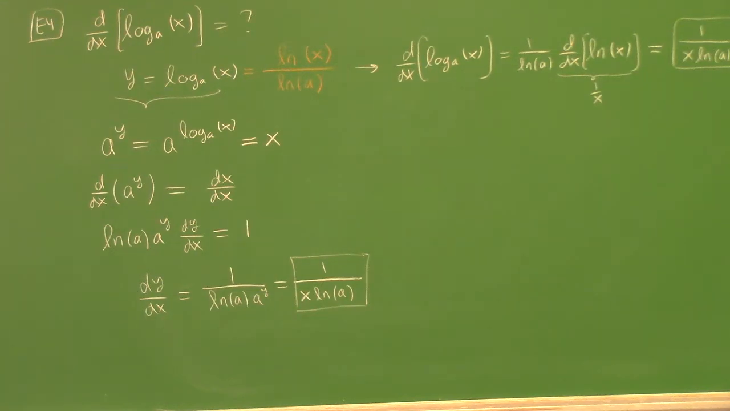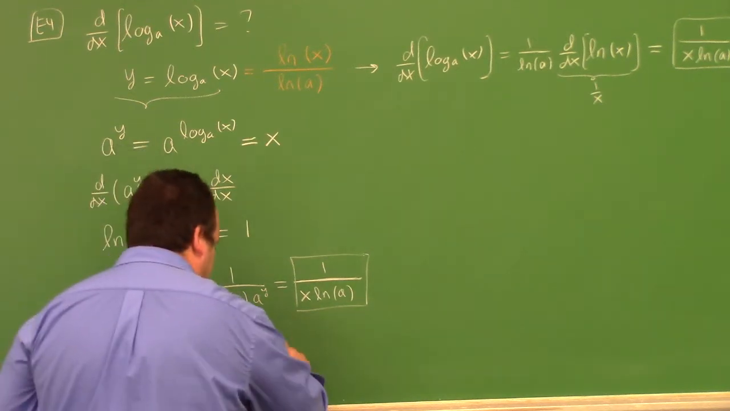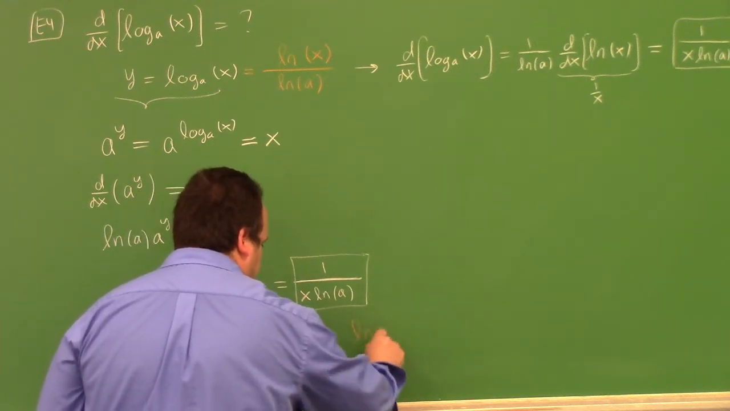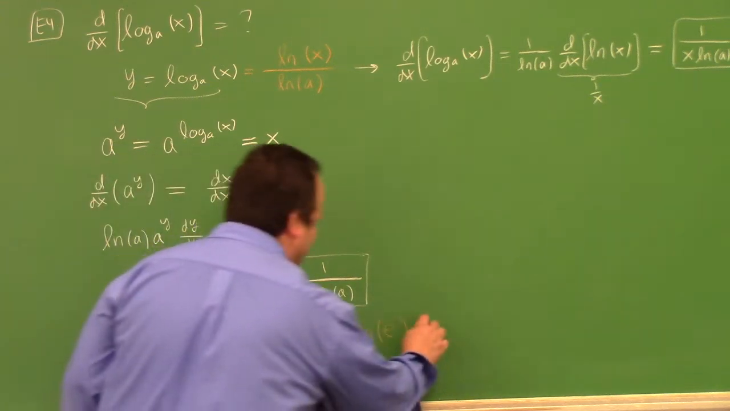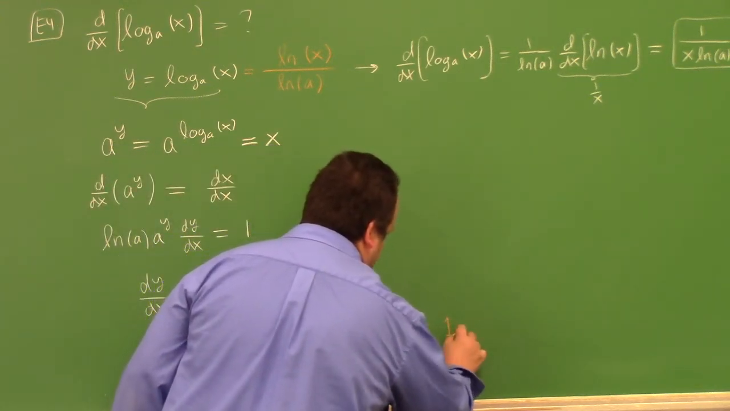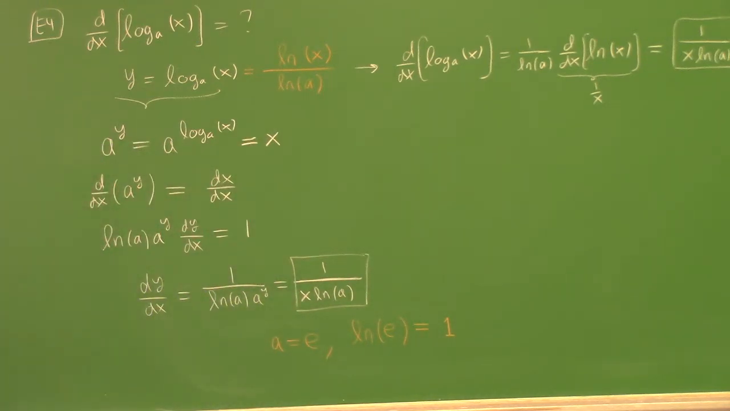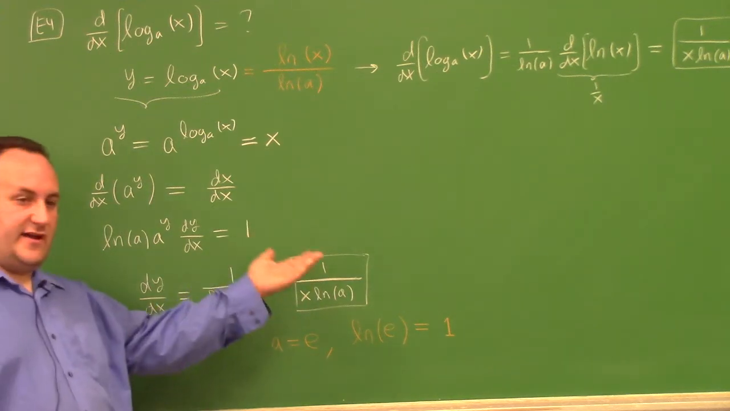And why didn't we have this pesky natural log of a thing coming up with the natural log? What happens when a is equal to e? Special case, right? Natural log of e is what? The natural log of e is 1, right? And so that's why we didn't see it before. When we were just differentiating plain natural log, we get 1 over x. So that factor's not there.